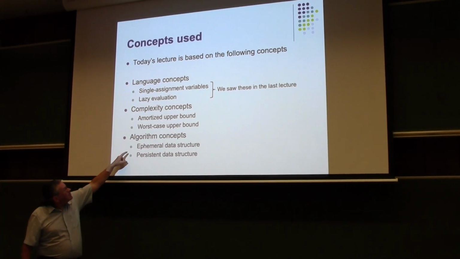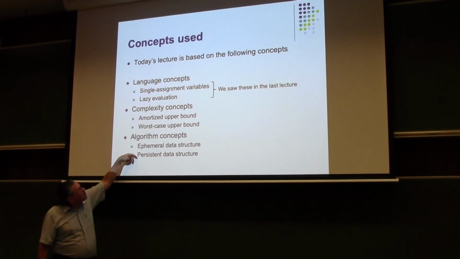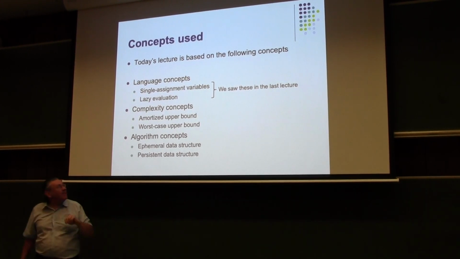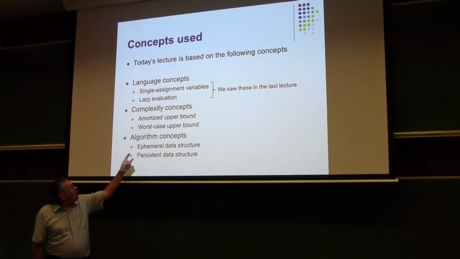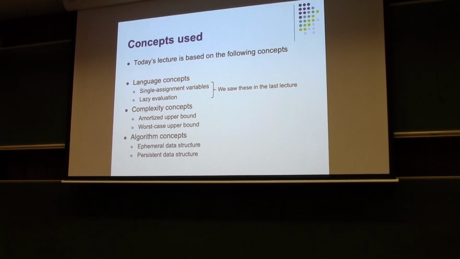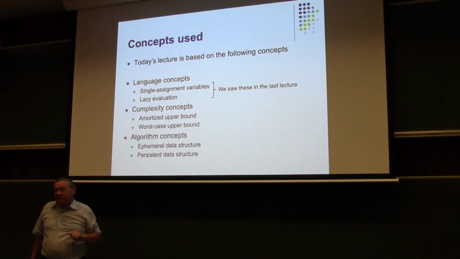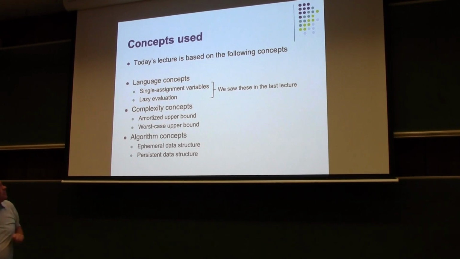And the final one is ephemeral versus persistent. Now, this is something you almost surely haven't seen. So far in your life, you've always worked on ephemeral data structures. So I'll explain what it means, what this new thing, persistence, is, and why it is nice, okay?